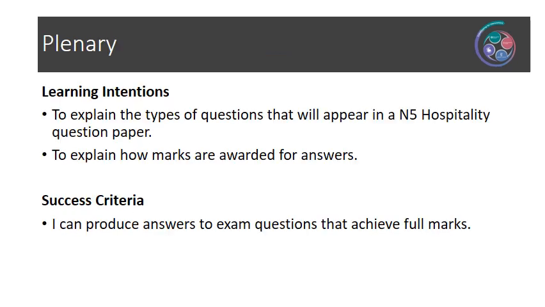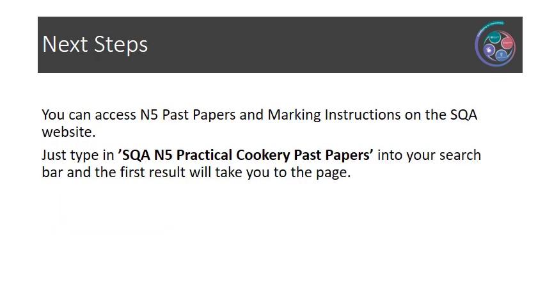So our learning intentions were to explain the types of questions that will appear in a National 5 hospitality question paper and to explain how marks are awarded for answers. The success criteria was I can produce answers to exam questions that achieve full marks. Next steps. You can access National 5 past papers and marking instructions on the SQA website. Just type in SQA National 5 Practical Cookery Past Papers into your search bar and the first result will take you to the page.